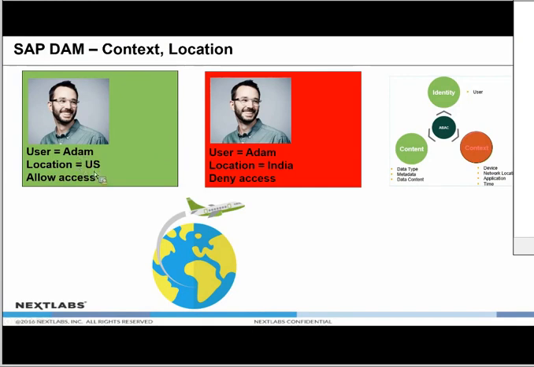The next part I want to look at is what we call the context. So I've looked at the classification. I want to look at the context now. So Adam, in that example, is located in the US.